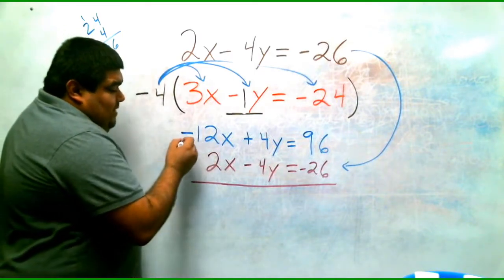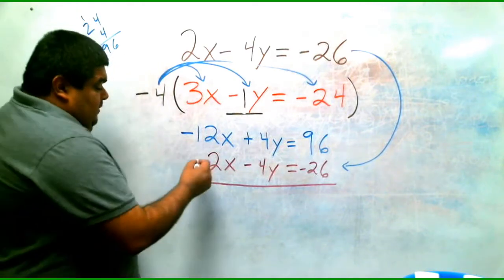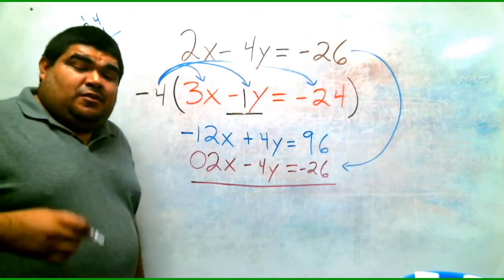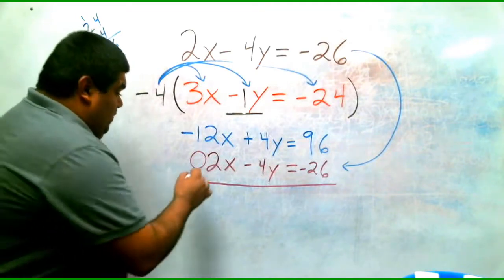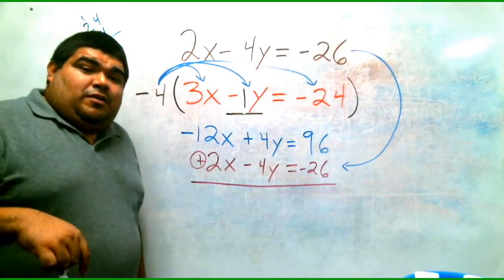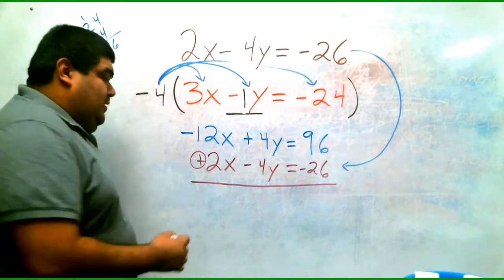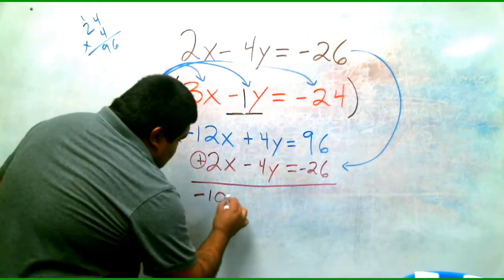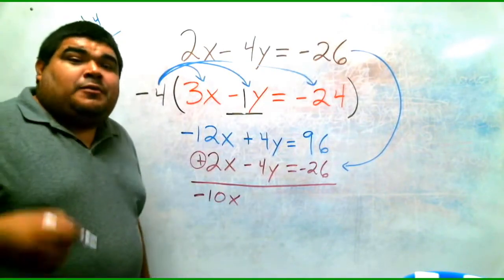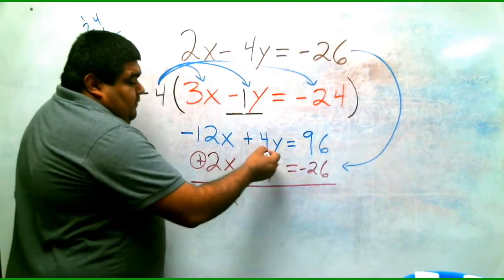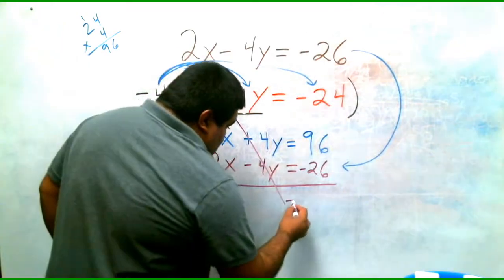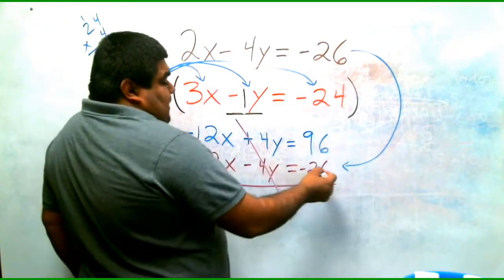Notice that we have negative 12x. There's no number in front of the 2, and we know that if there's no sign in front of the 2, it's positive 2. So negative 12 plus 2, you subtract 2 from the 12, and we're left with negative 10. So we have negative 10x. Remember, the whole point was to cancel something out. We cancel out the y's: plus 4 minus 4 cancel each other out. We're left with equals 96 minus 26.